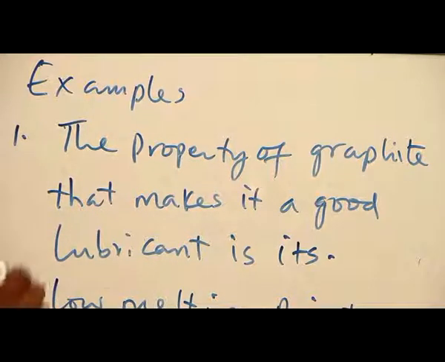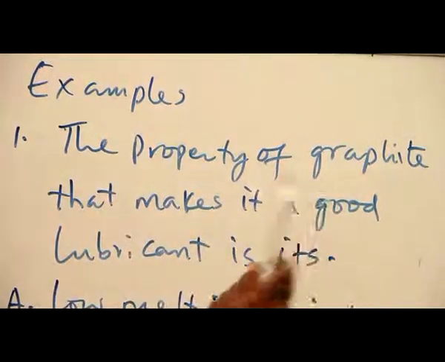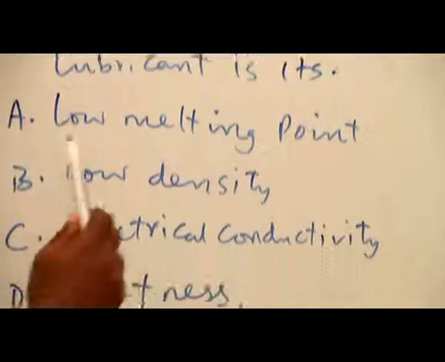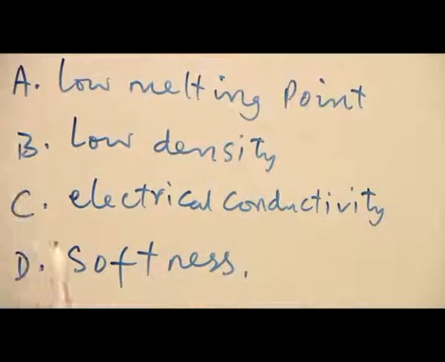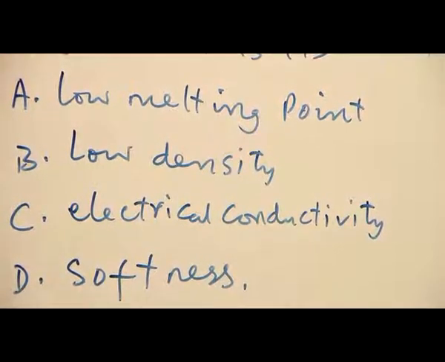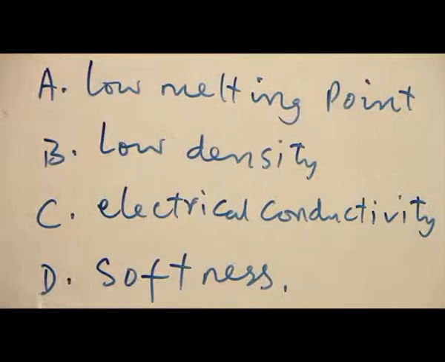Examples. Number 1. The property of graphite that makes it a good lubricant is: A. Low melting point. B. Low density. C. Electrical conductivity. And D. Softness. The correct answer is option D, softness. This is because graphite is a good lubricant since it is soft. If it is not soft, it will not be used as a lubricant. The rest, A, B, C, cannot be the answer.